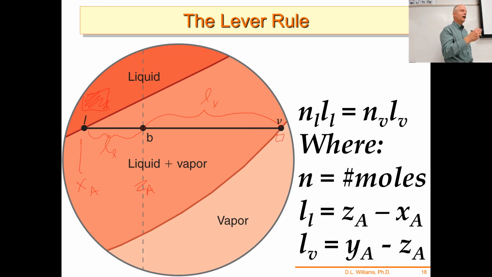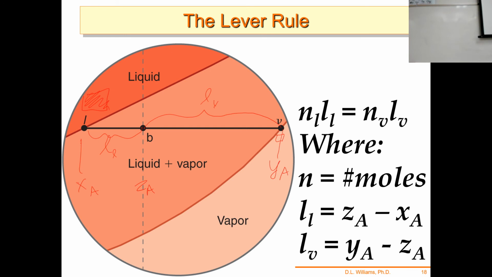And then this one is YA minus ZA, so this value over here is YA. So this distance, YA minus ZA, would give us LV, and ZA minus XA would give us LL, and we'd have the ratio of those moles corresponding to that.